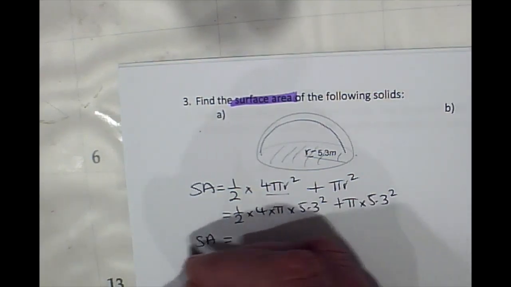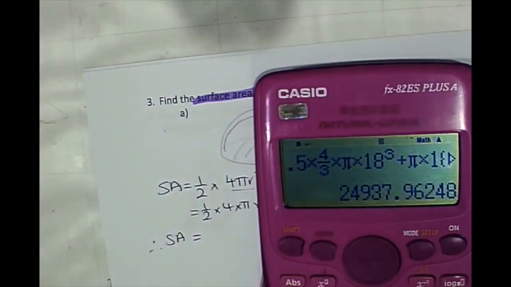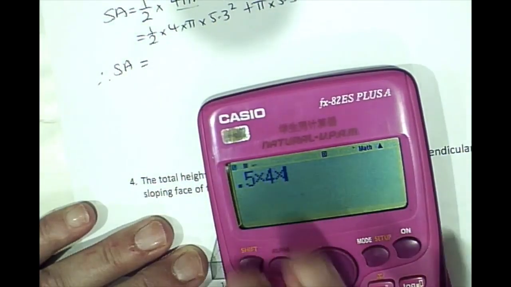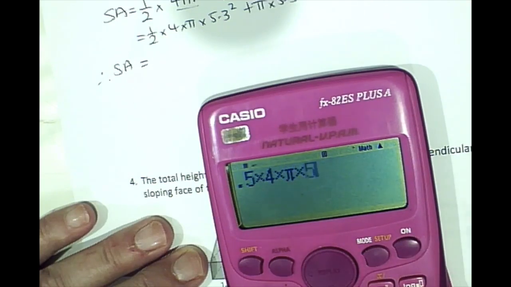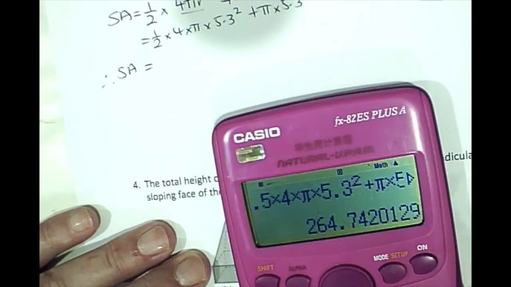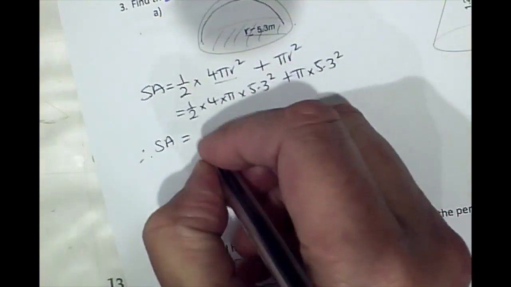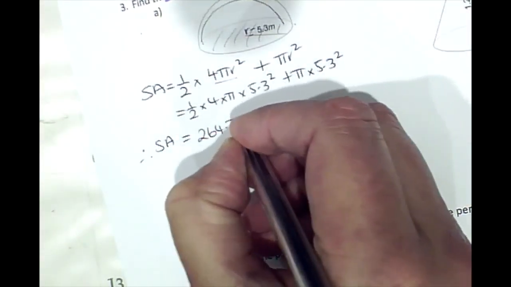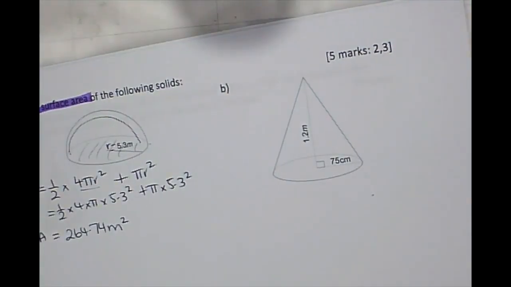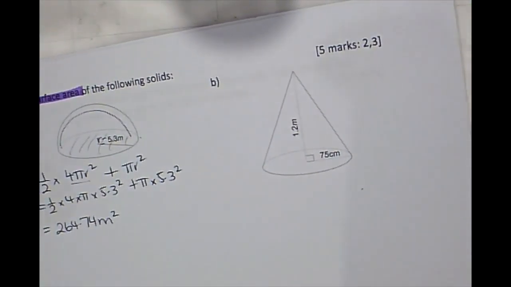Grab your calculator and get an answer. 264.74, and this will be in metres squared. Okay, next one is a cone.